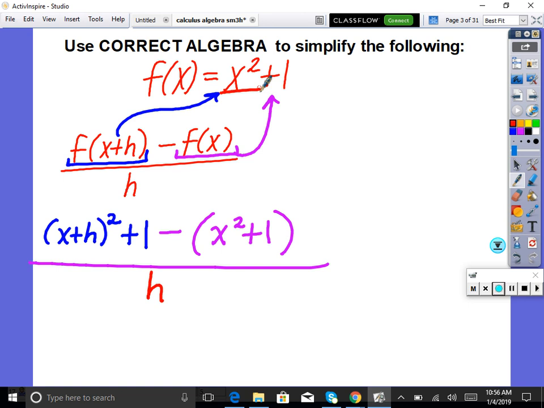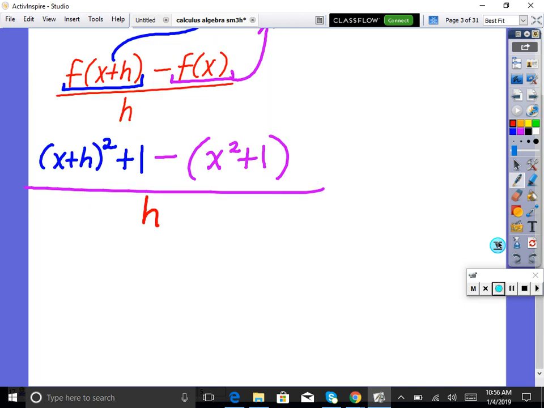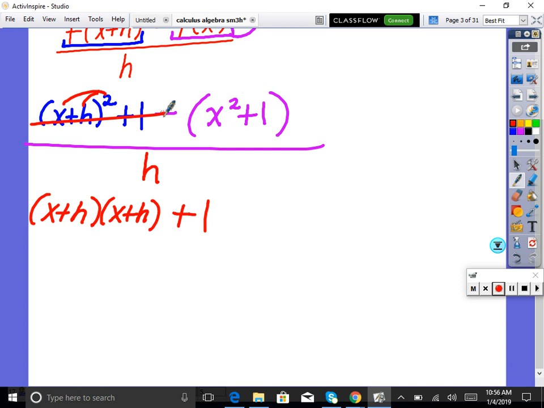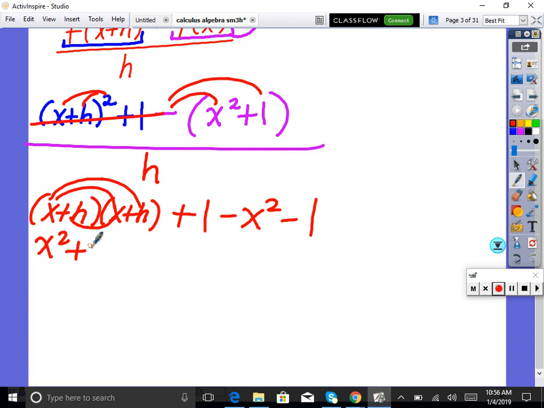So you'd say, okay, to simplify this, I need to be able to combine like terms in the numerator. To do that, I need things in standard form. I am not going to break the most forbidden of all forbidden math rules and just square that, square that. That would be really, really bad. So if we have x plus h times x plus h, then we have a plus 1, don't we? Then we distribute the negative, minus x squared minus 1. To multiply this out, you would do x squared plus xh plus xh. That would be plus 2xh. Plus h squared. Then we still have our plus 1 minus x squared minus 1.